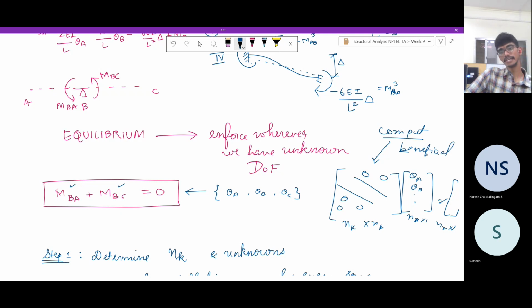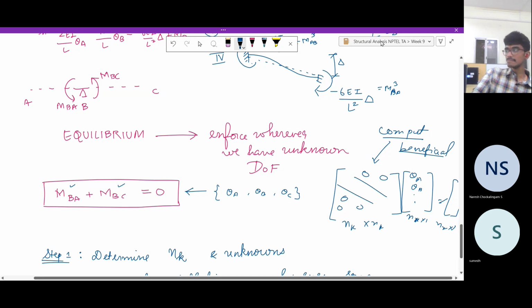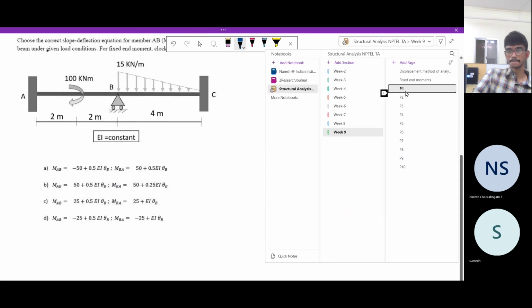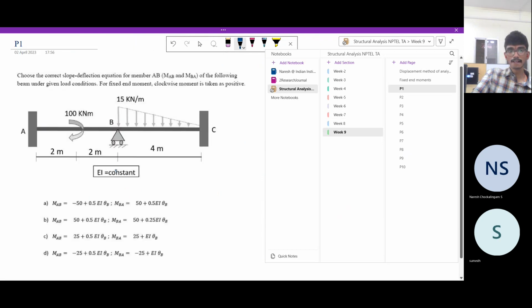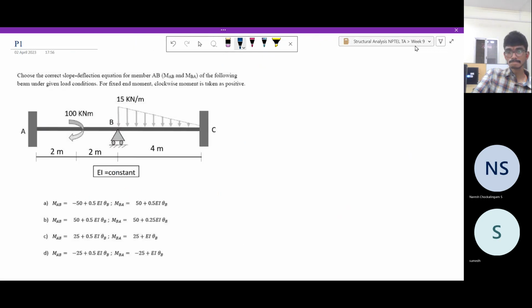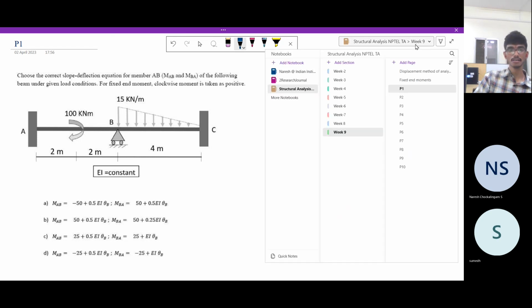So you can easily see that the slope deflection equations have overcome a lot of difficulties associated with the force method of analysis. Now let's get started with the problems for today. Any doubts? Okay, I assume there are no doubts.